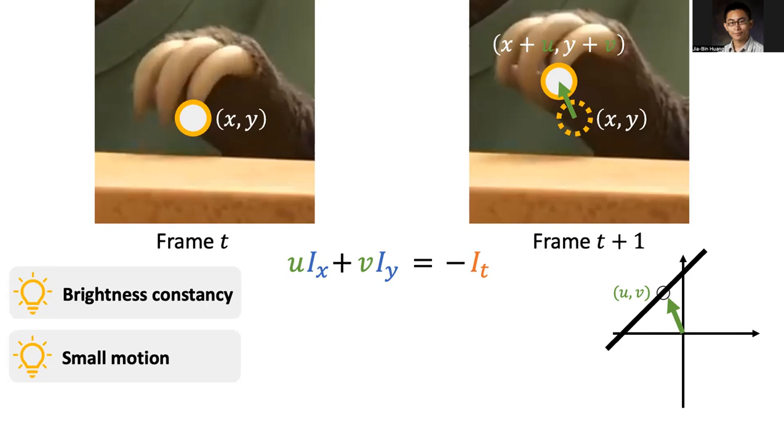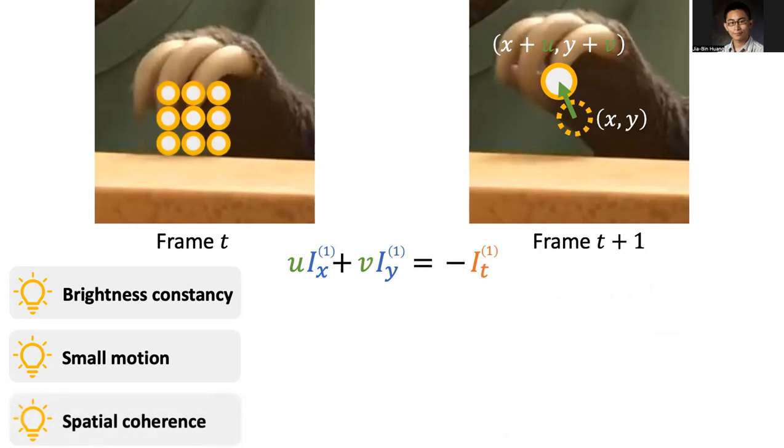So there's a fundamental assumption that we want to make: spatial coherence. If I have a point that moves a certain way, then the surrounding points also move similarly. So I can borrow the equation from nearby pixels. Does it make sense? I can borrow information from nearby pixels, and I assume that they have the same motion.